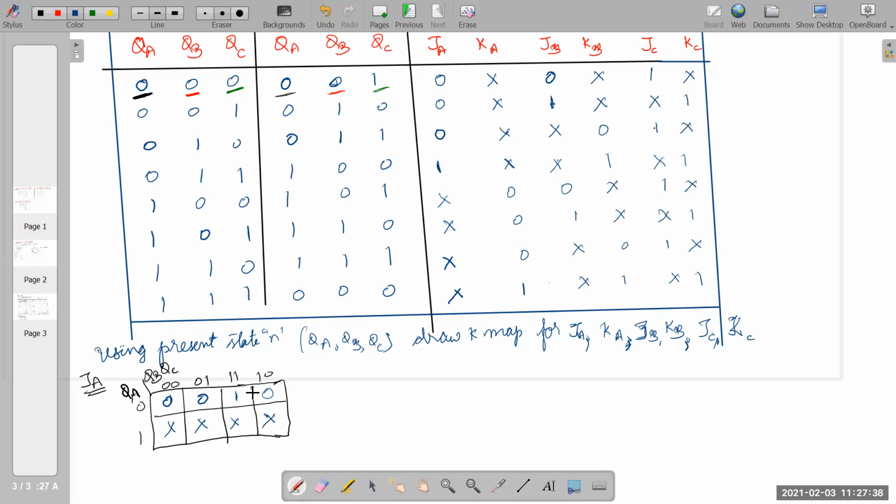But while grouping this one, you can assume this x as 1, because this can be 0 or 1, so you can easily assume this as 1 and group it. So I'm going to group these 2. This corresponds to JA equal to what is common? QB and QC. Here on this side there is nothing common. Here it is QB and QC. So this is the expression for JA. Next we'll try for KA.